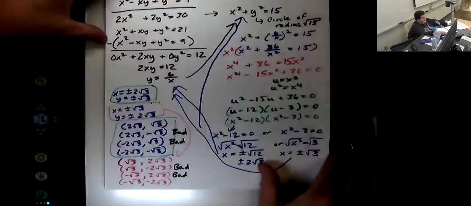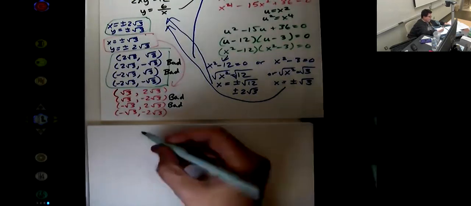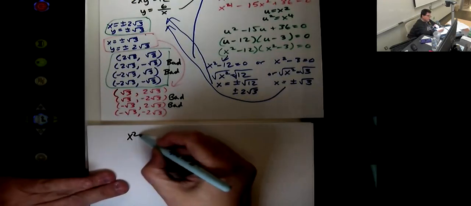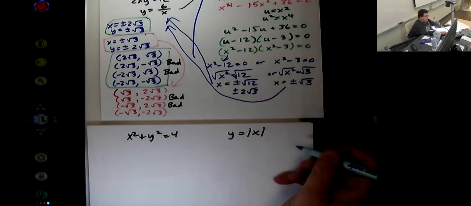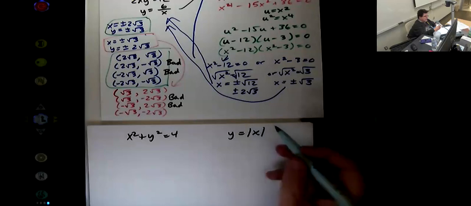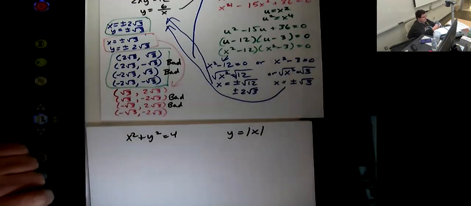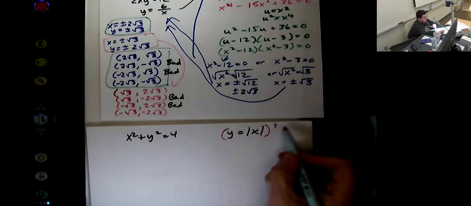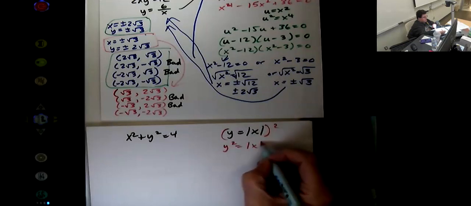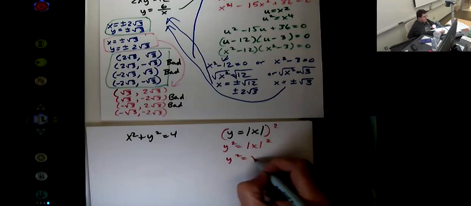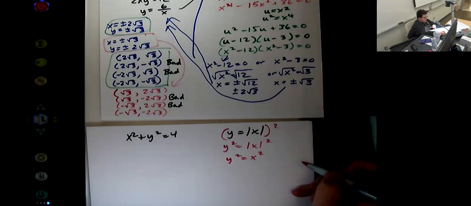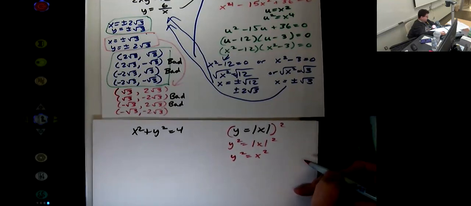If you're doing one of these, I'm just gonna point out a process to do. If you had something like x squared plus y squared equals 4, and y equals the absolute value of x. The absolute value can be a pain to deal with, of course. But if you square it, you get y squared equals the absolute value of x squared. And anything squared is positive, so you don't actually need the absolute values anymore. So you can deal with the absolute values by squaring.